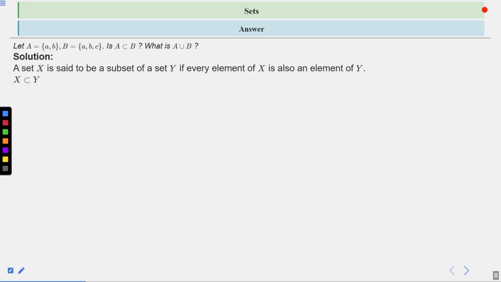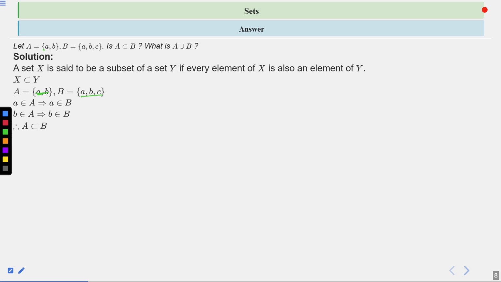Simple. If you recall the definition of a subset, when we say A is a subset of B, every element from set A is in set B. Clear? So a set X is said to be a subset of Y when every element of X is also present in the set Y. Here if you observe, both the elements from set A are also present in set B. So by the definition, A is a subset of B.